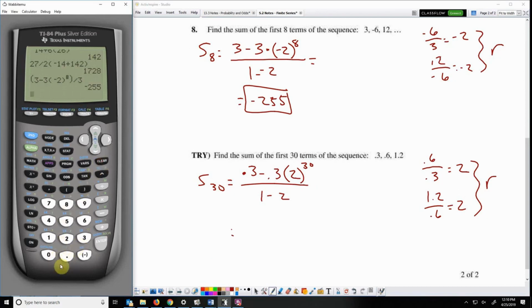0.3, let me put that in parentheses first, actually. 0.3 minus 0.3 times 2 raised to the 30th power, divided by 1 minus 2, and that's negative 1. So I get 322,122,546.9.